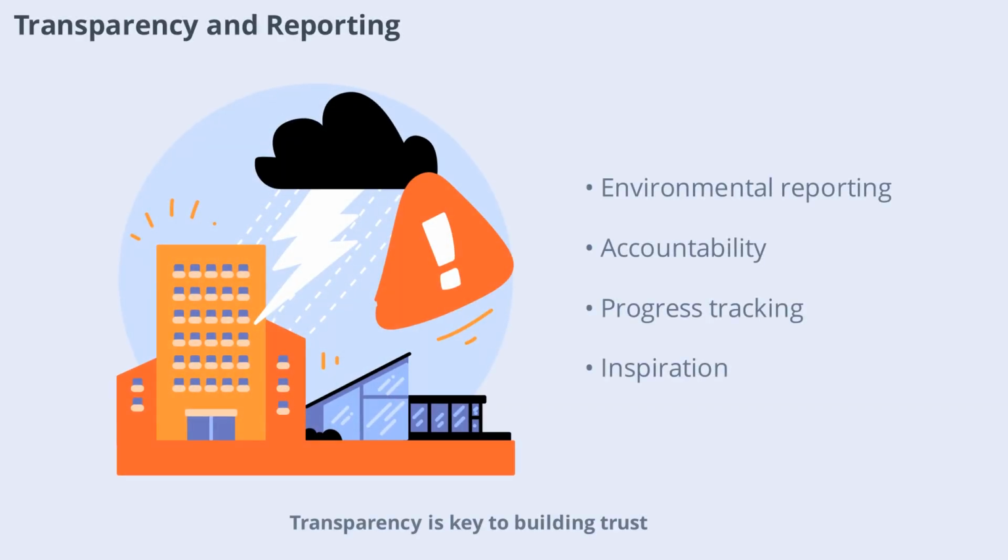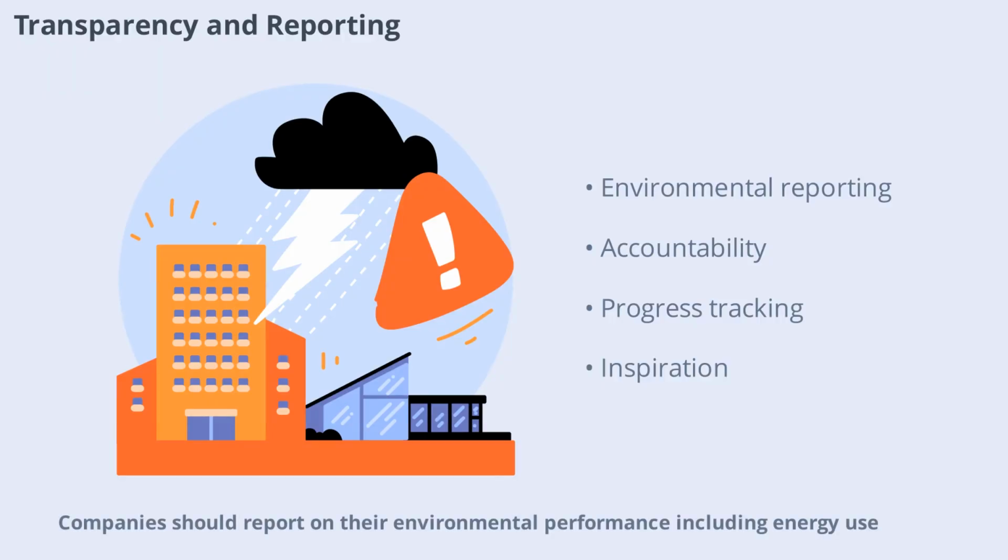Transparency is key to building trust and measuring progress in sustainable digitalization. Companies should report on their environmental performance, including energy use, emissions, and waste. Public reporting encourages accountability and helps stakeholders track improvements over time. Transparent practices also inspire others to adopt similar approaches. In the next scene, we'll look at the role of consumer demand in driving sustainability.